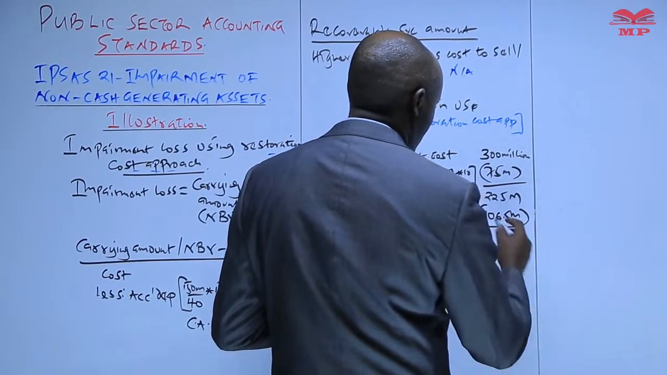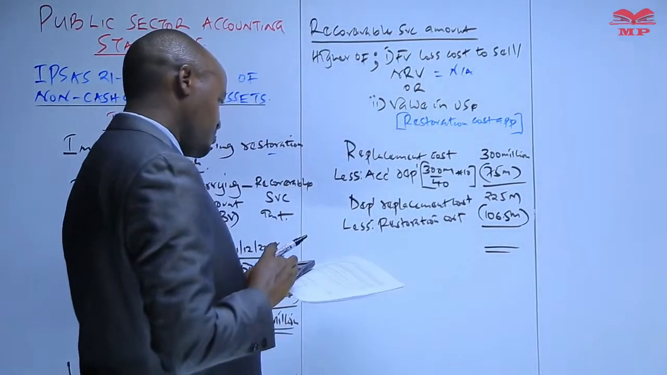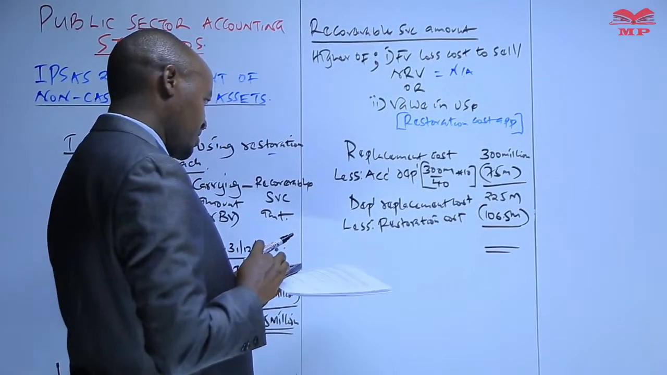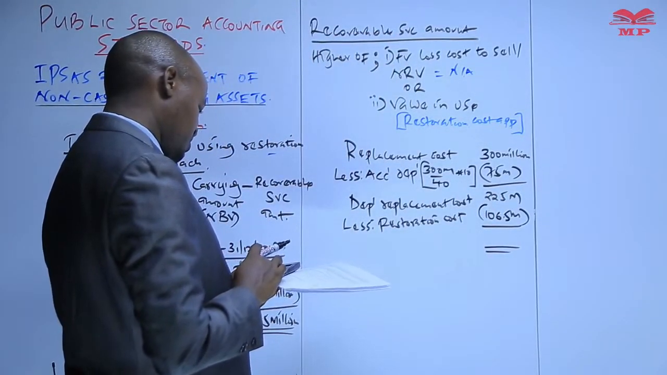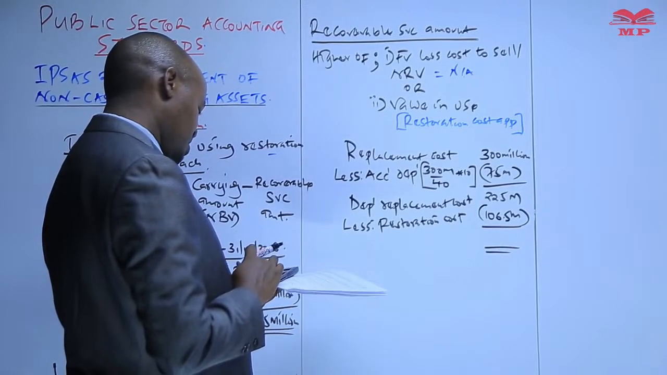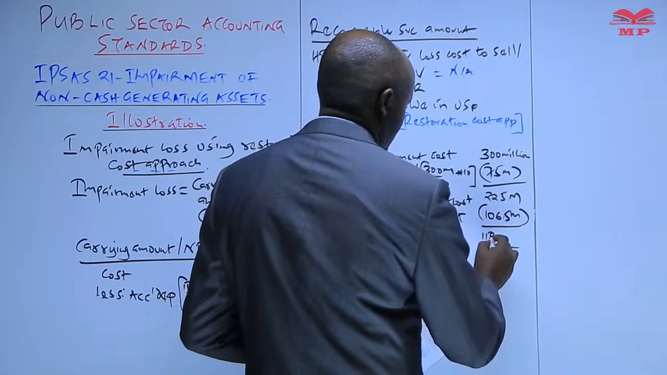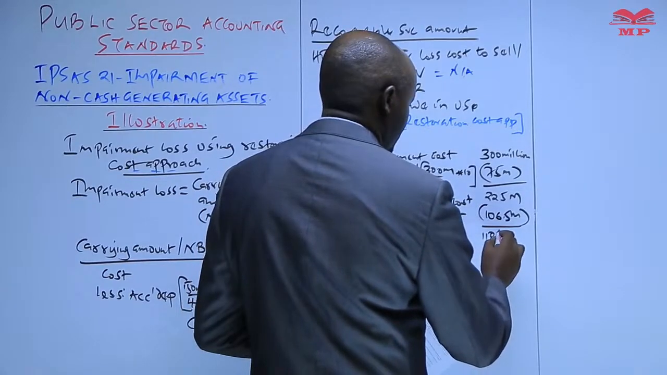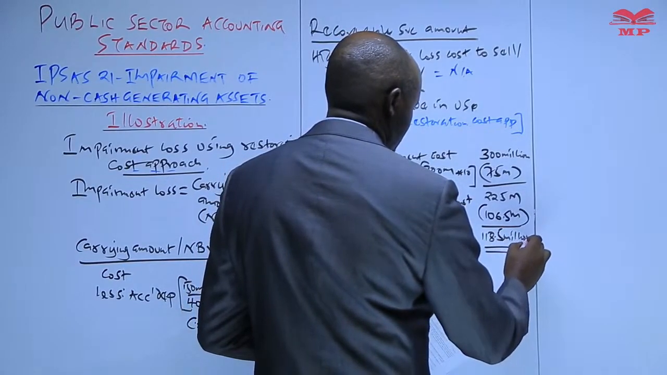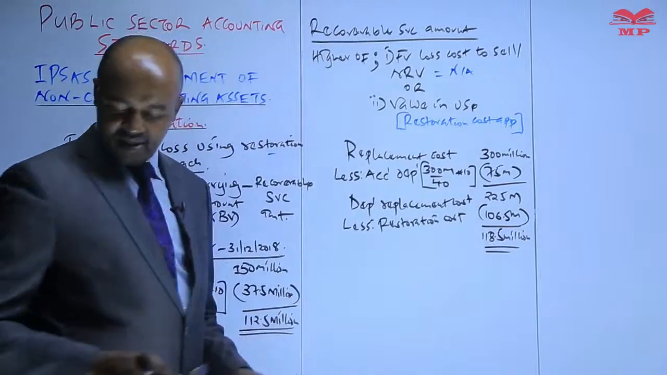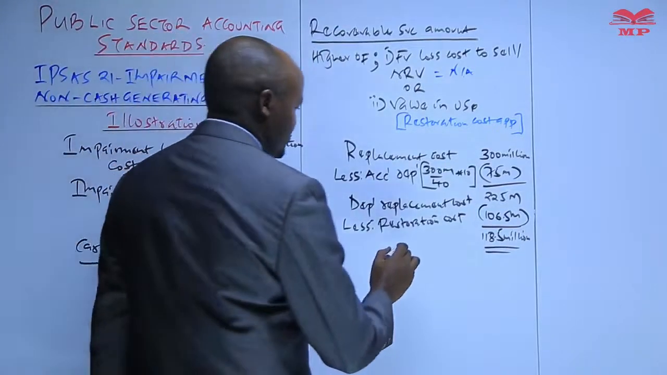So we less it from our figure up there. So we have 225 minus 106.5, which will give us 118.5 million. Yes. So this is now what? This is the value in use.